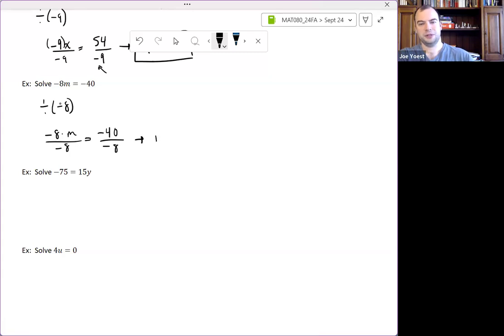On the left side, I'm just left with m. And on the right side, I have the quotient of two integers. They have the same sign, both are negative, so my answer is going to be positive. But again, just as a matter of convention, I'm not going to write the positive sign. And 40 over 8 is 5 because 5 times 8 is 40.